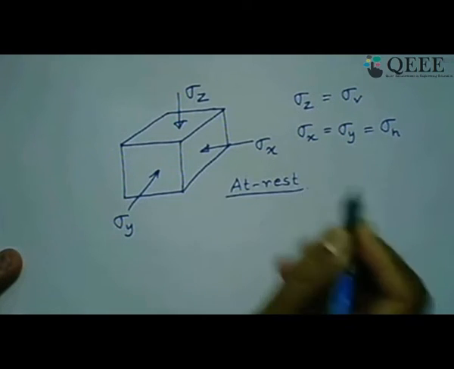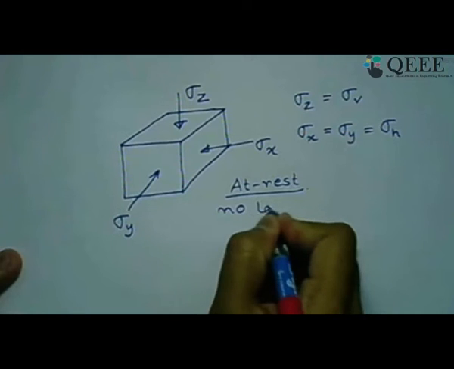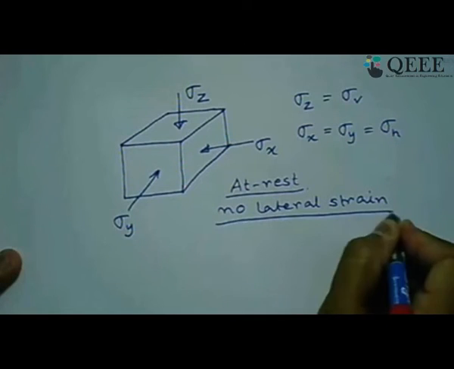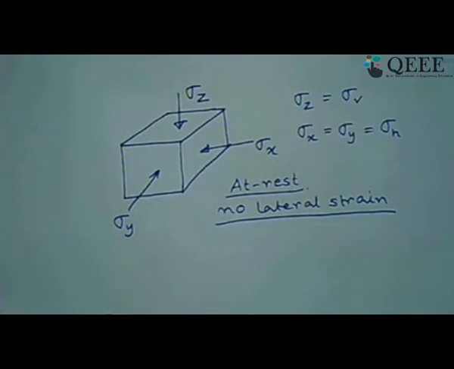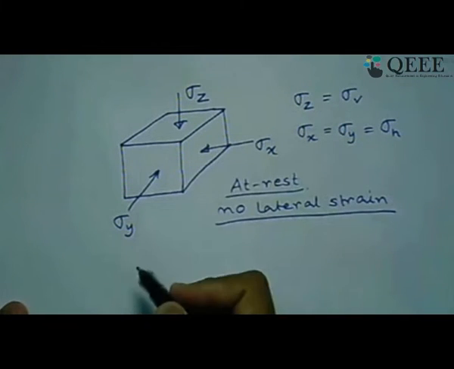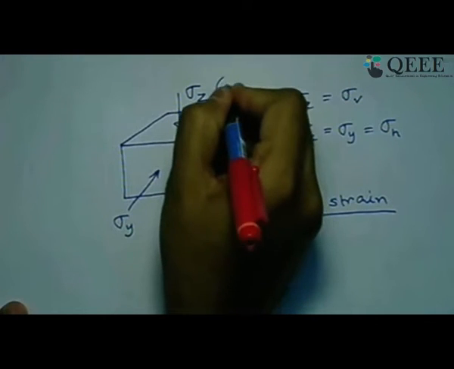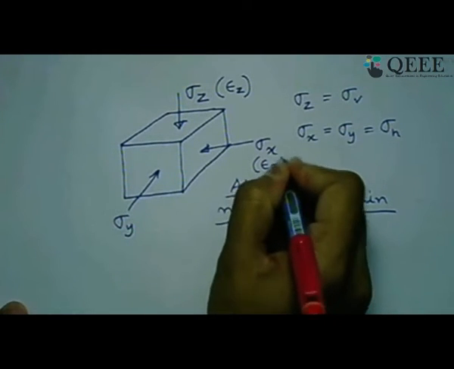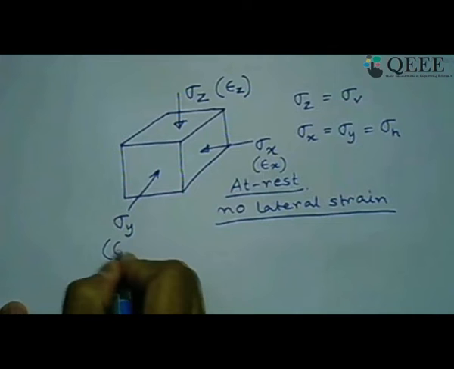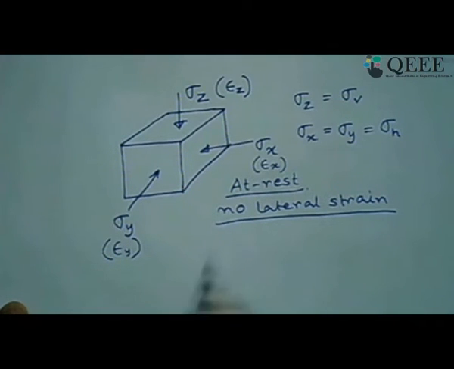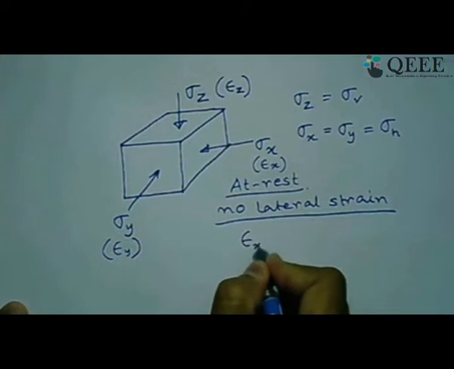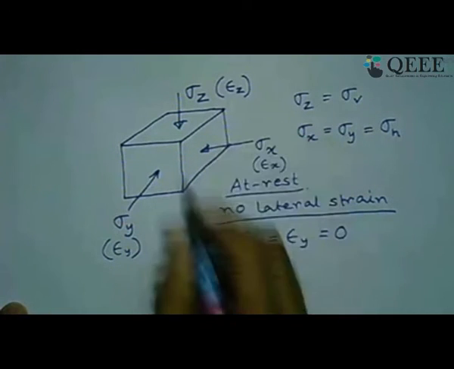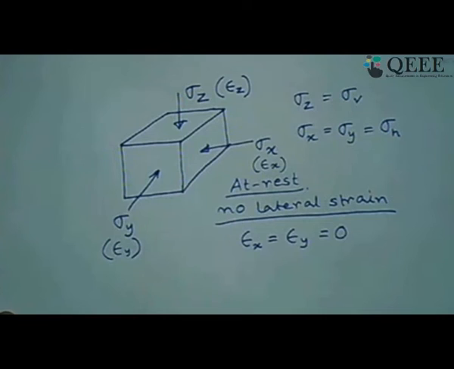So at rest means there is no lateral strain, because that is the condition we have defined by at rest: there is no lateral movement. These are the stress directions. If the corresponding strains are epsilon z, the strain in the vertical direction, epsilon x, the strain in the x direction, and epsilon y, the strain in the y direction, then no lateral strain means epsilon x and epsilon y should be equal to 0, but epsilon z obviously will exist because it is not 0.